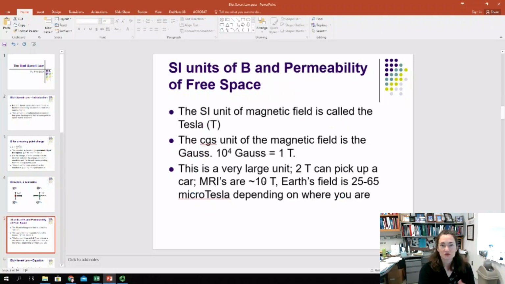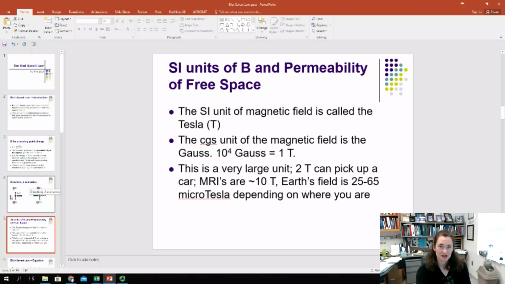Okay, now it's worth reiterating that the SI unit of the magnetic field is called the Tesla, okay? So when you do all these multiplications of the qv cross the r hat over r squared times mu naught over 4 pi, the units that you end up with in SI units are the Tesla. Now a Tesla is a really big unit. Remember that 2 Tesla can pick up a car.